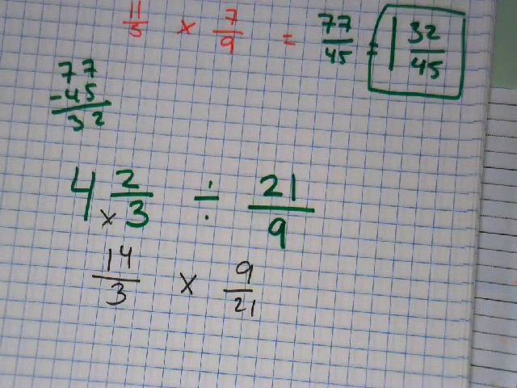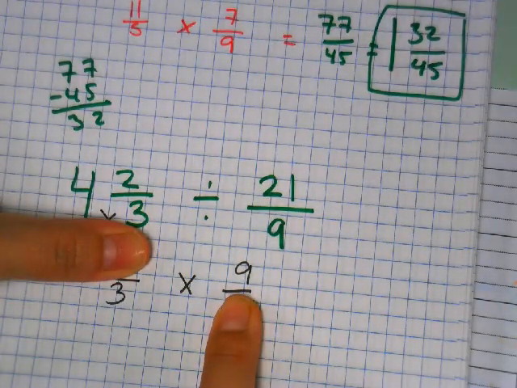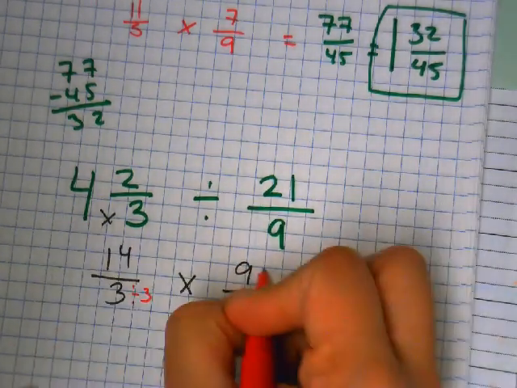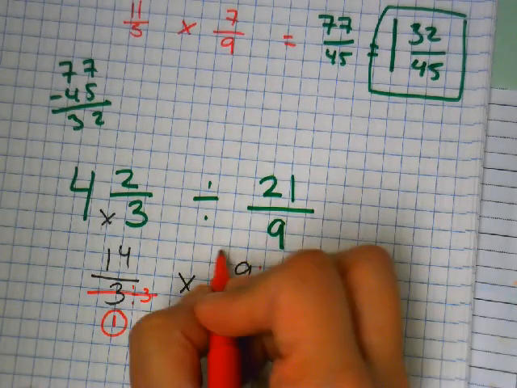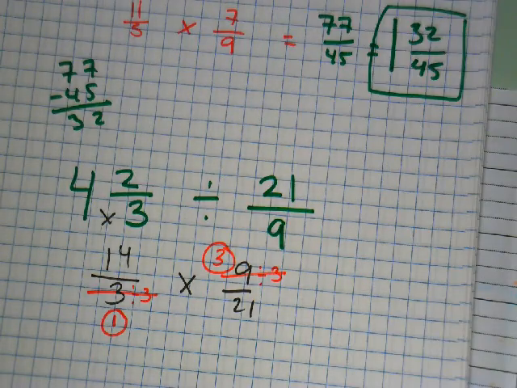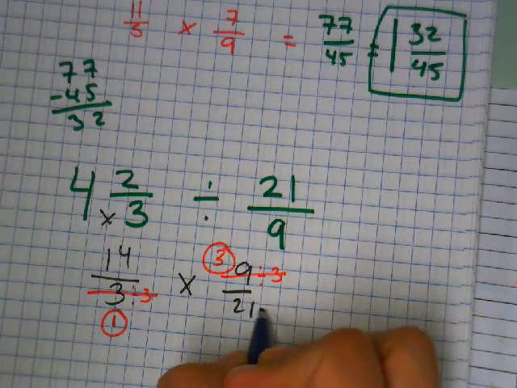Check your corners. I did 14 over 21. So 9 and 3, right? So the 3 becomes a what? A 1. Circle it. That gets eliminated. 9 divided by 3 is 3. Circle it. Cross that out. 14 and 21: 7. Yeah, 7. Very good. Divide this by 7.